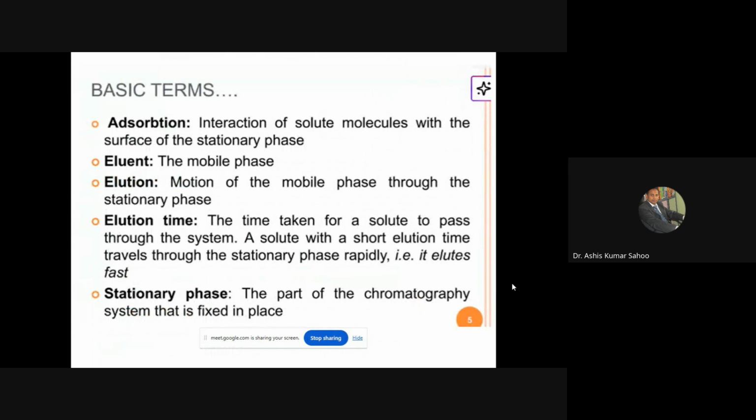So basic terms used in chromatography: adsorption, the interaction of solute molecules with the surface of the stationary phase; eluent, the mobile phase; elution, the motion of the mobile phase through the stationary phase; elution time, the time taken for a solute to pass through the system; and stationary phase, the part of the chromatography system that is fixed. So these are the terminology used in chromatography.